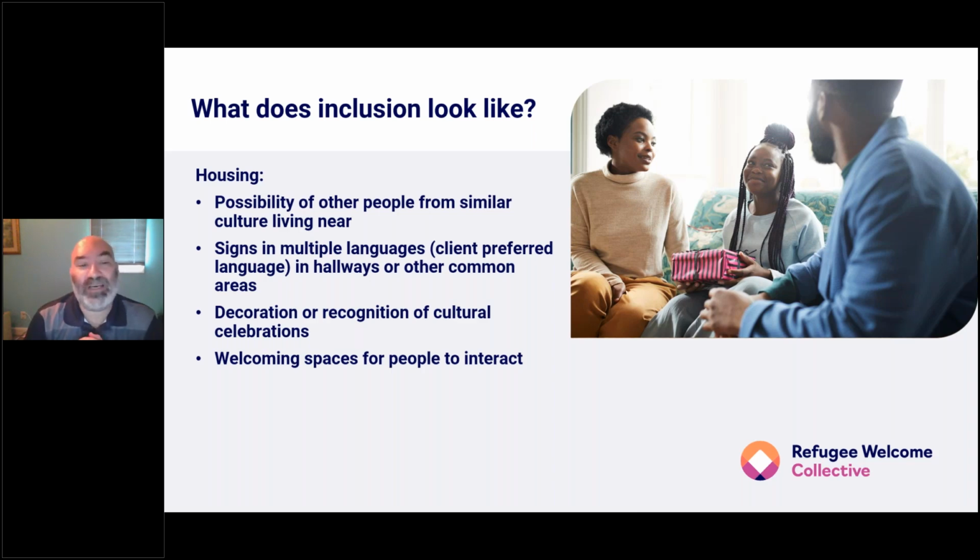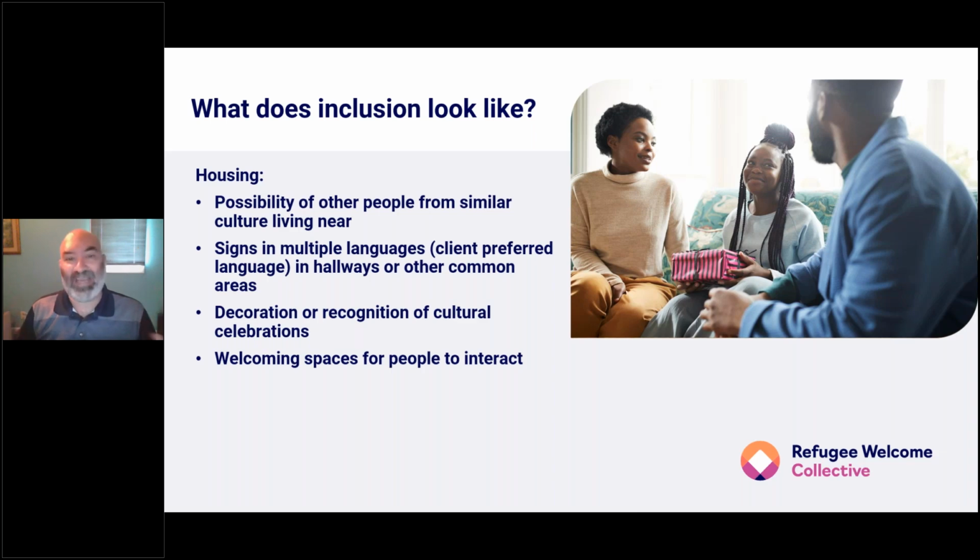It's possibly at least the possibility of other people from some similar cultural backgrounds perhaps living near. We don't want to get into feeling like, well, only Congolese refugees live in this apartment, and everyone who lives in this apartment are Congolese refugees, and that's not really conducive to integration. It certainly is nice to have some people around who maybe you have some familiar language and some familiar cultural background and that kind of thing.